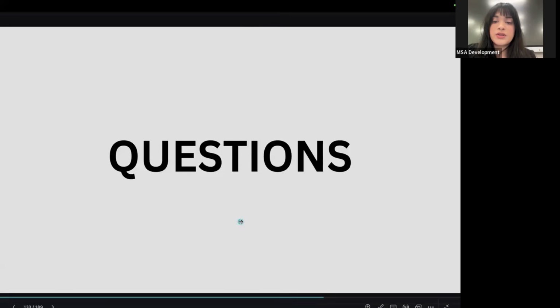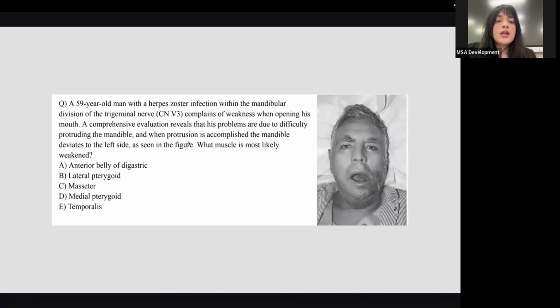And we are going to the question. This 59-year-old man with a herpes zoster infection of the mandibular division of the trigeminal nerve complains of weakness when opening his mouth. A comprehensive evaluation reveals that his problems are due to difficulty protruding the mandible, and when protrusion is accomplished, the mandible deviates to the left side, as seen in the figure.